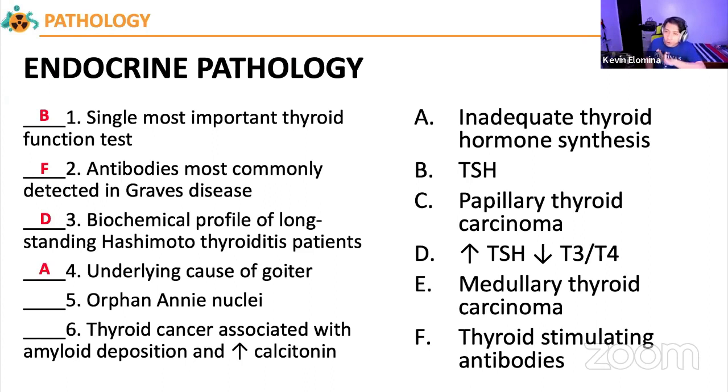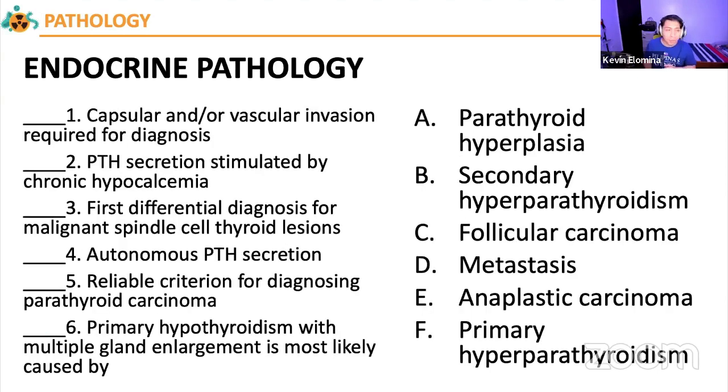Orphan Annie nuclei, of course, papillary thyroid cancer. And what's the cancer associated with your amyloid and your high calcitonin? That's also a component of your multiple endocrine neoplasia syndrome, like the MEN2, is your medullary thyroid cancer. Okay? So if you have a follicular tumor of thyroid with capsular and vascular invasion, that is your follicular carcinoma. Ano to? PTH secretion stimulated by chronic hypocalcemia.